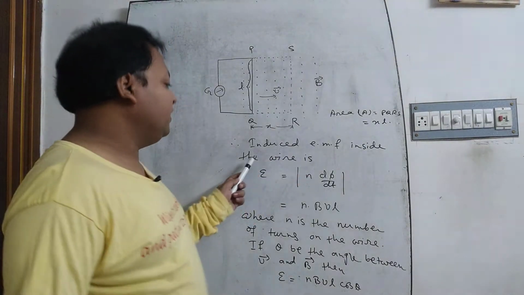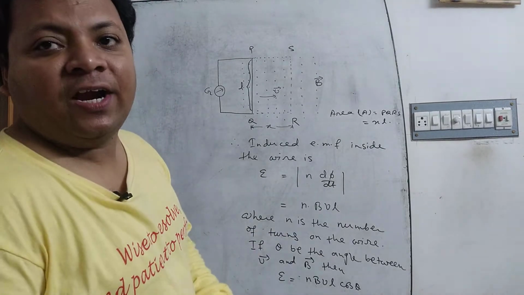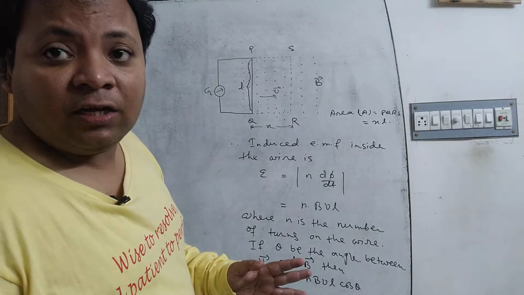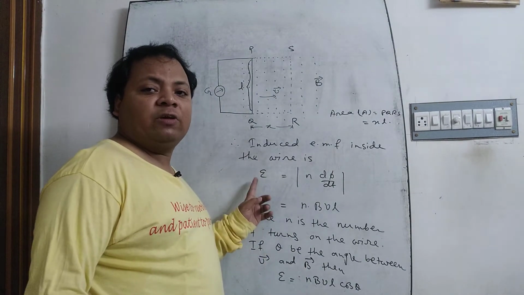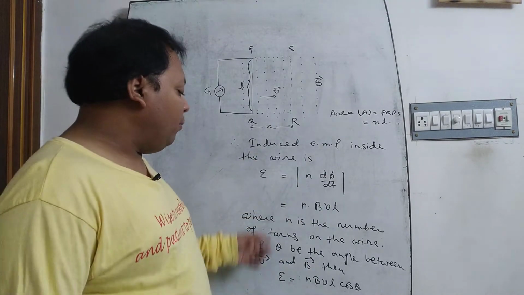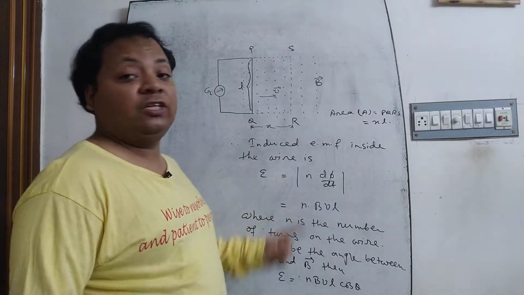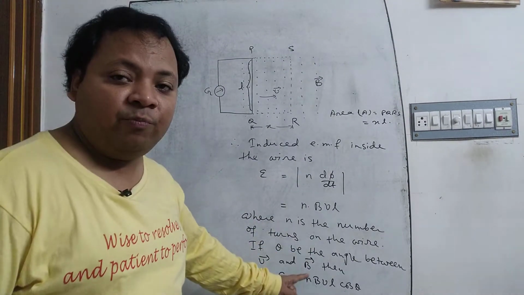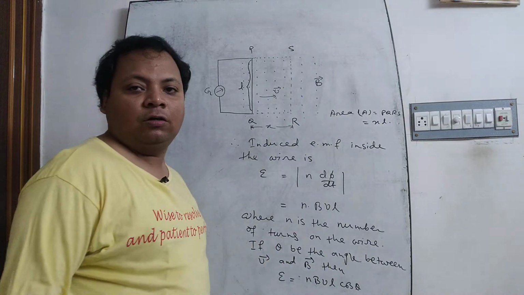Therefore, the induced EMF inside the wire, epsilon, is equal to the modulus of N d phi by dt. Here we neglect the negative sign and only consider the magnitude of the induced EMF. Therefore, we can write the induced EMF epsilon is equal to NBVL. Here N is the number of turns of the wire. If there is a single wire, then N is equal to 1. If theta is the angle between the B vector and V vector, then epsilon is equal to NBVL cos theta.